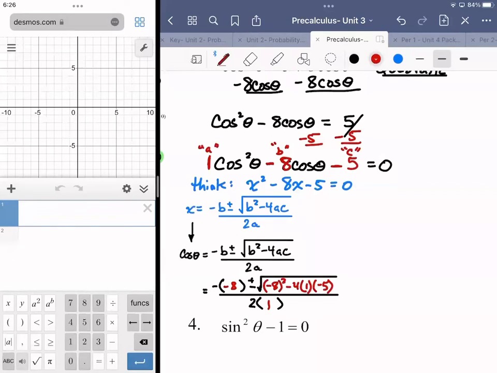All right, so we'll have to crunch these numbers a little bit, but whatever we get as a result is going to be equivalent to cosine of theta for this equation. All right, so I'm just going to pop it into Desmos. Negative, I'll just type it in as I see it. Negative parentheses -8. I know that's redundant, but I'm going to put it in anyway. Minus radical. So I'll do the minus first and the plus second. Parentheses -8. Close it up, square it. Minus 4 times 1 times -5 all over 2 times 1.